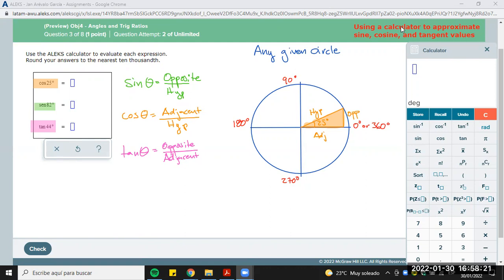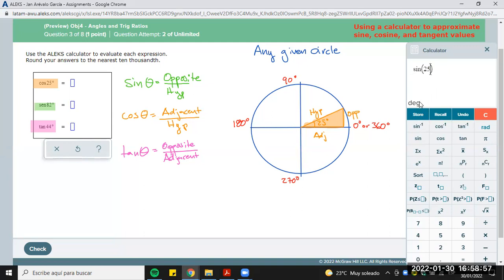And asking for the cosine is asking for how much greater the hypotenuse is with respect to the adjacent side. So we're going to divide the adjacent by the hypotenuse. In this case, we don't have the values, but the calculator already knows that ratio. The values for these trigonometric functions are very well known. So let's just ask the calculator to give us that value.